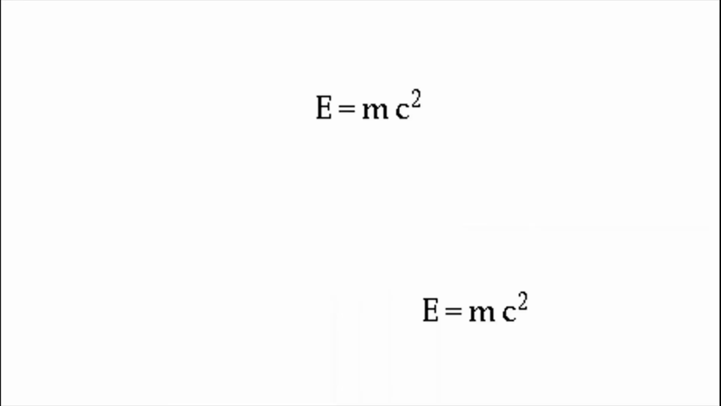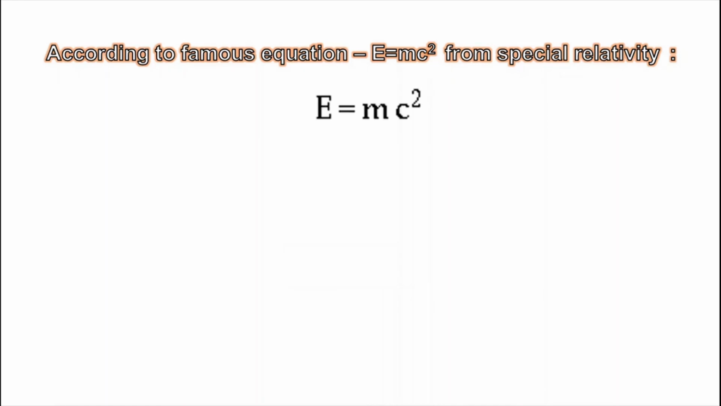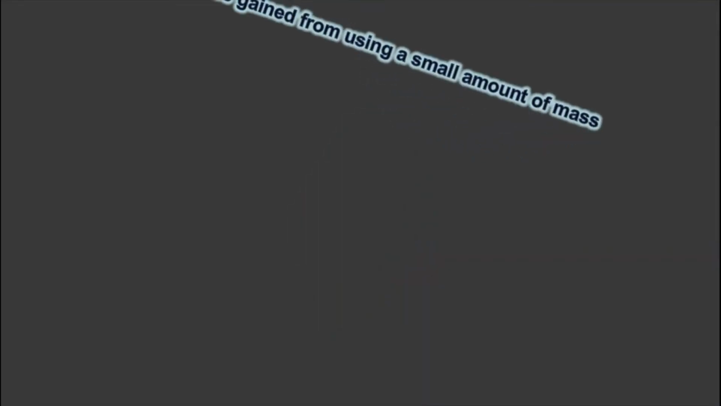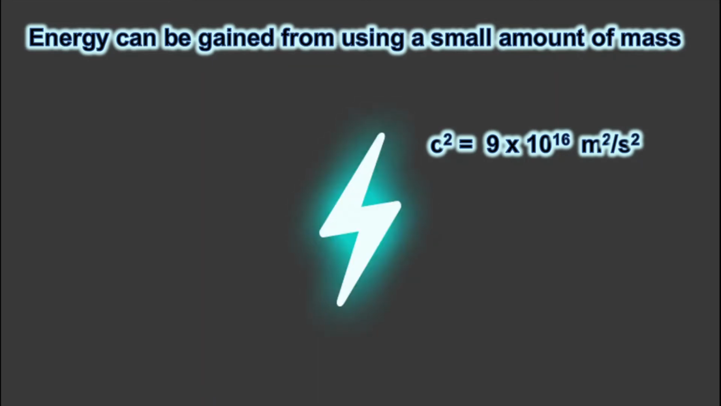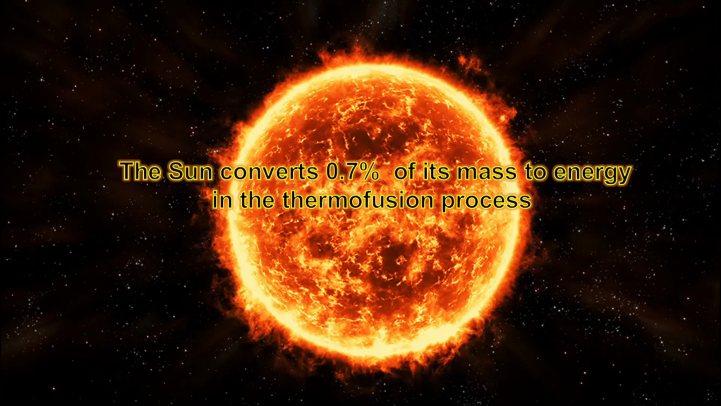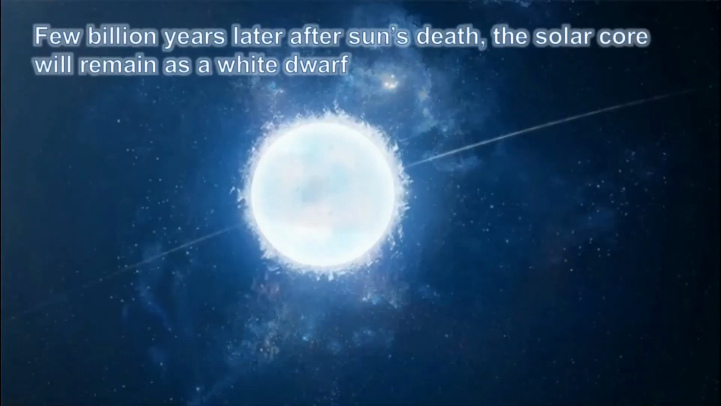According to Einstein's famous equation from special relativity, E = mc², mass and energy are equivalent. Energy can be gained from using a very small amount of mass, because when we square c, we get a very large number, which is 9 × 10^16 meter squared per second squared. The sun cannot convert all of its mass to energy, but it is limited to convert only 0.7% of its mass to energy in the thermofusion process. Few billion years later, after the Sun's death, the solar core will remain as a white dwarf.